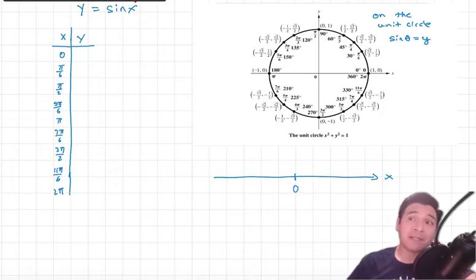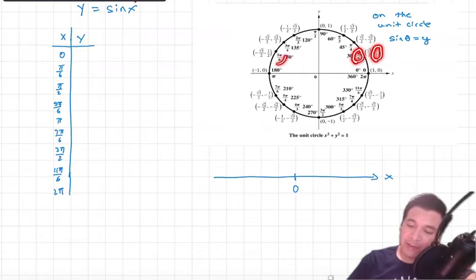Now, why did I pick these numbers? Well, I picked these numbers because if we take a look at what pi over 6 corresponds to, remember that sine is equal to the y value. The pi over 6 for sine is going to correspond to 1/2.